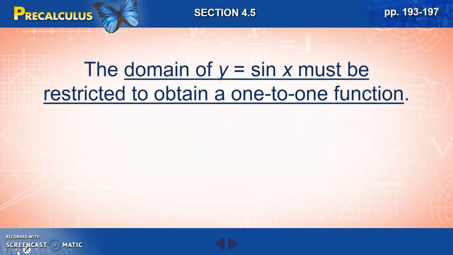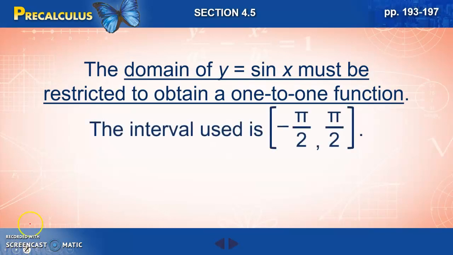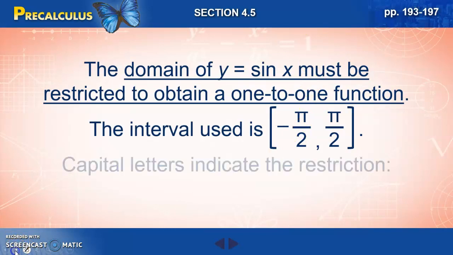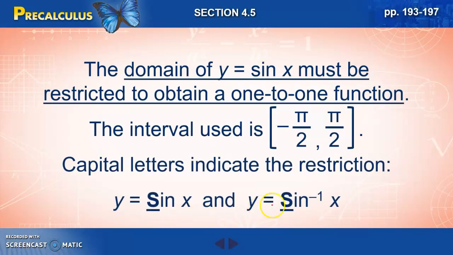The domain of y equals sine x then must be restricted so that we have a 1-to-1 function, so that when we're looking at the inverse, we're still looking at a function. And so the interval that we're going to use to restrict our domain of the original sine function is -pi/2 to pi/2. Capital letters are going to indicate this restriction. So capital S sine x and capital S in the inverse tells us we're dealing with a restricted domain.